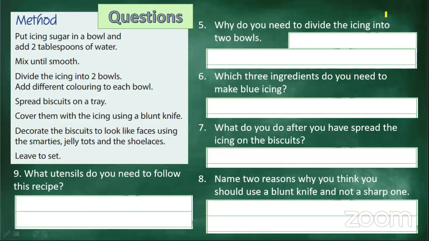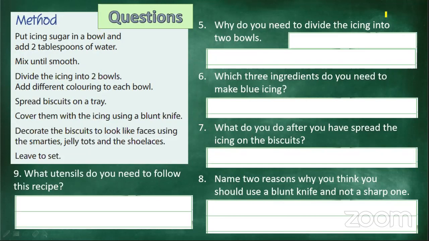Here I'm going to test who of you have actually been in the kitchen and have made something. Number 7, what do you do after you have spread the icing on the biscuits? Number 8, name 2 reasons why you think you should use a blunt knife and not a sharp one. And number 9, what utensils do you need to follow this recipe?